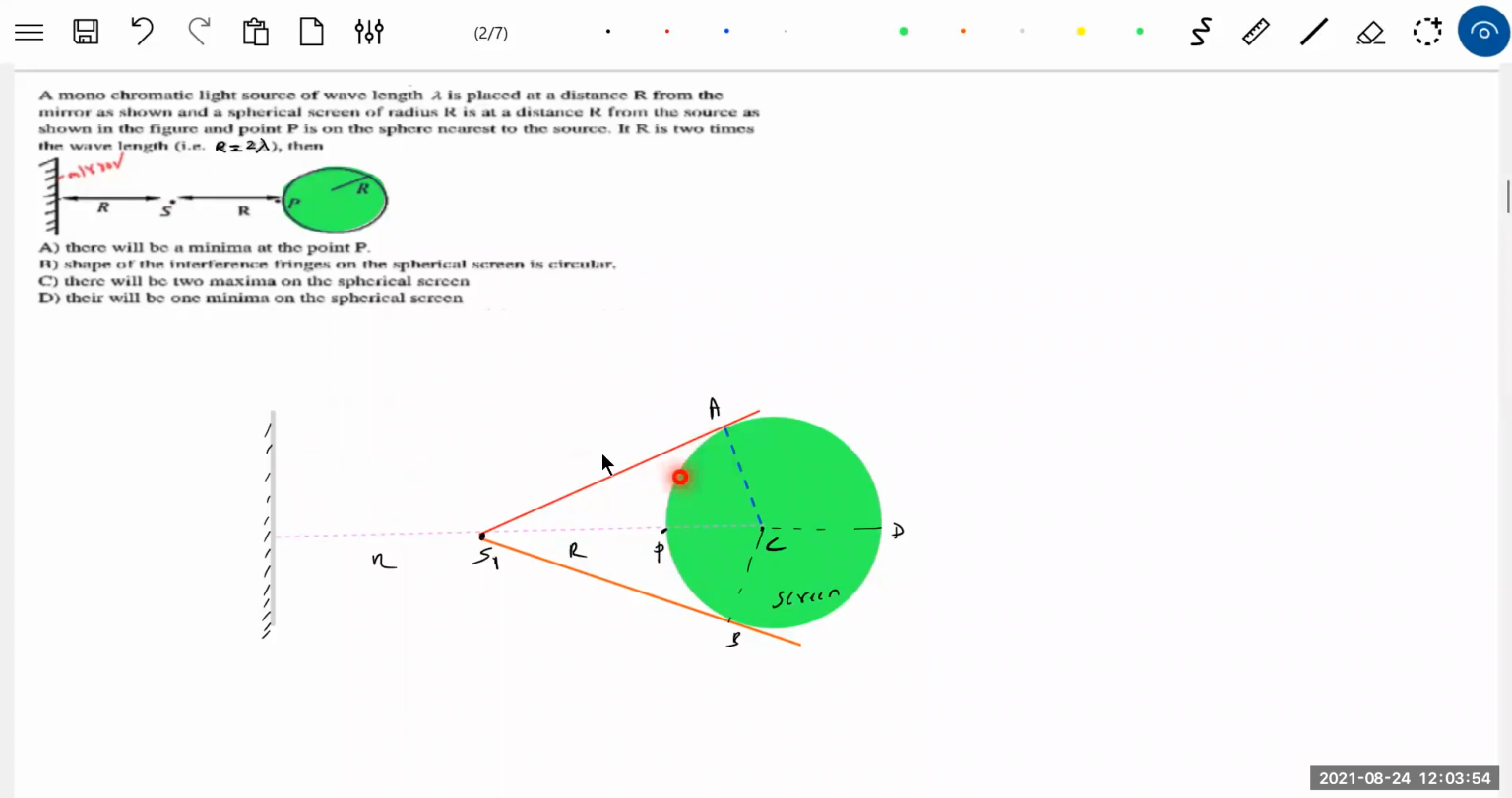First you work out the diagram, later on we'll see the math. But there's no possibility of any ray reaching this part, ADB. No light reaches there, so there is no question of an interference pattern. Now what about APB? As for APB, light reaches, so the interference pattern will be noticed only in the region APB.